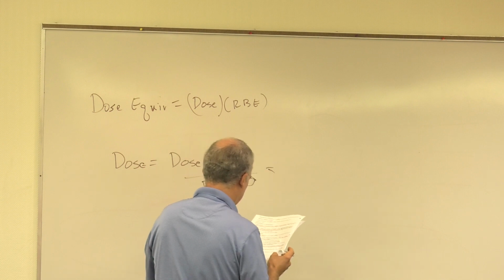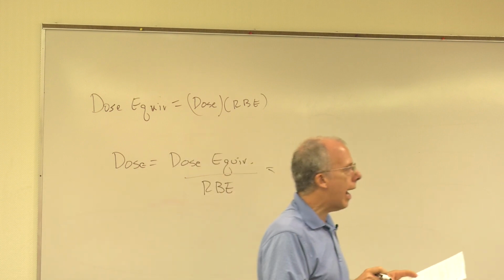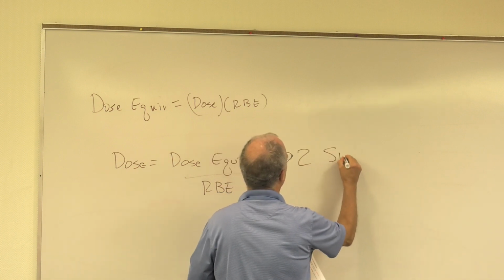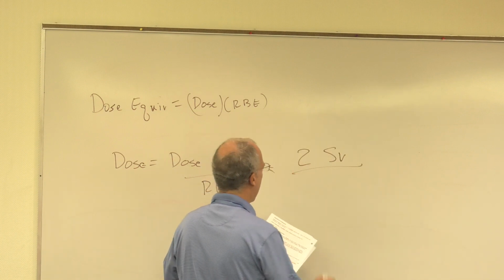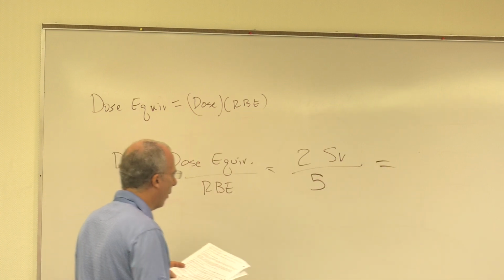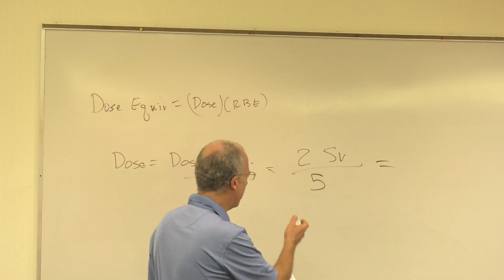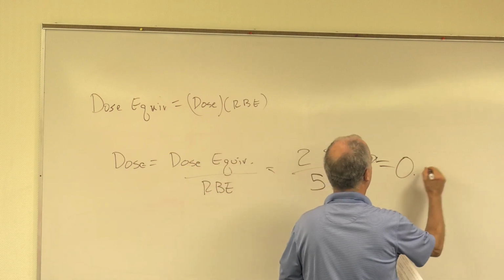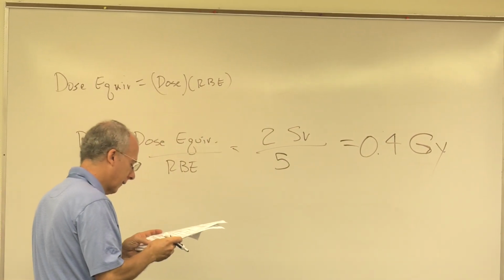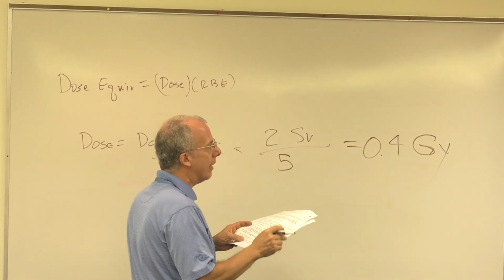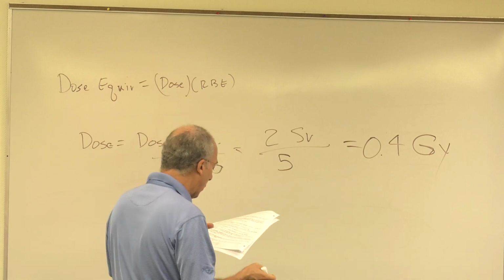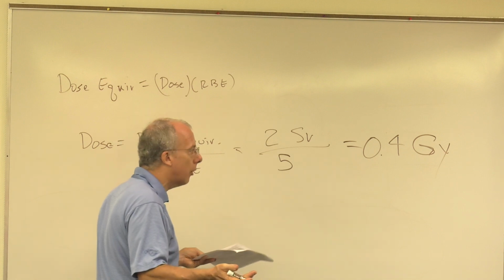So we just have, okay, what's the dose equivalent? 2,000 milli, well that's 2, right? So it's 2 sieverts. And the RBE is 5. So normally we would say this is 0.4, right? We would say 0.4 sieverts, but that's wrong. It's 0.4 gray. 0.4 gray. Okay, so that's energy per kilogram. But this is a 90 kilogram guy.